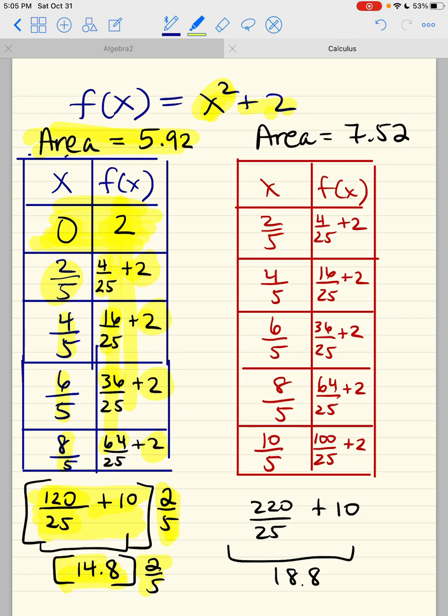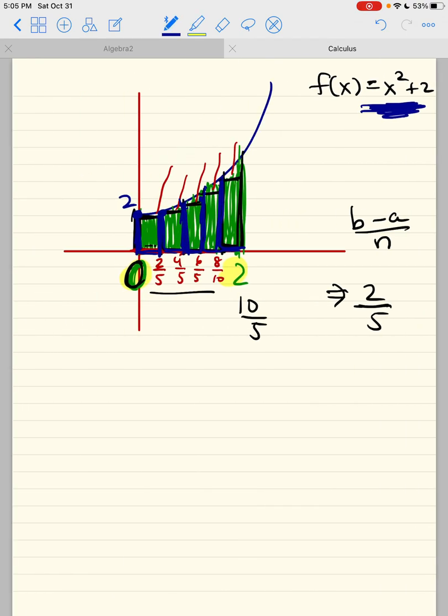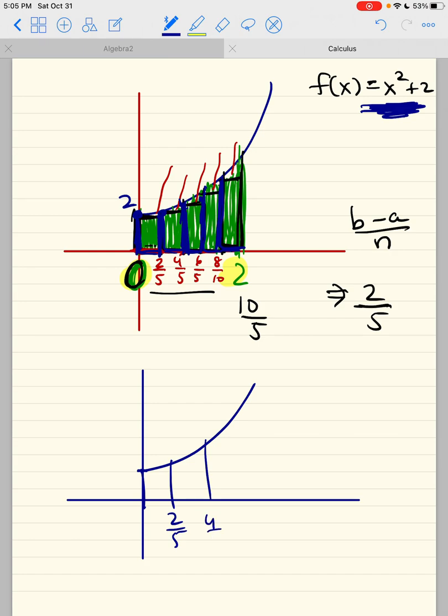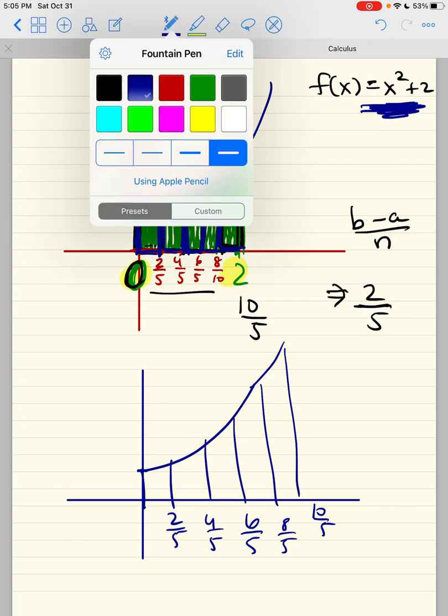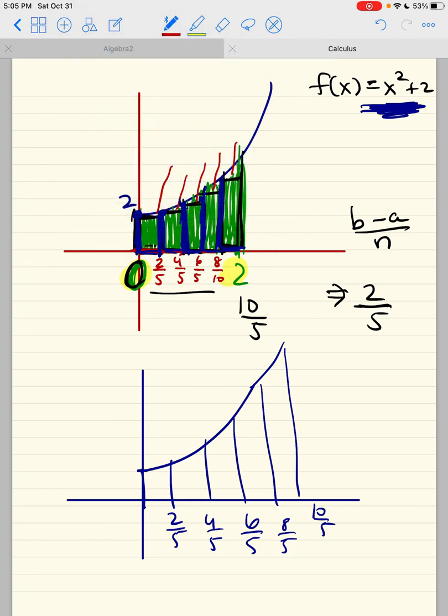Now I'm going to show you what it looks like using a right. So let me see if I can just quickly draw this. I'm going to say that this is 2, okay? 0, 2/5, 4/5, 6/5, 8/5, and then we got to go up a little bit, and here's 10/5. Now we're going to do the right side. The right side is going to be an over approximation. So instead of making an L, I'm going to make a backwards L.